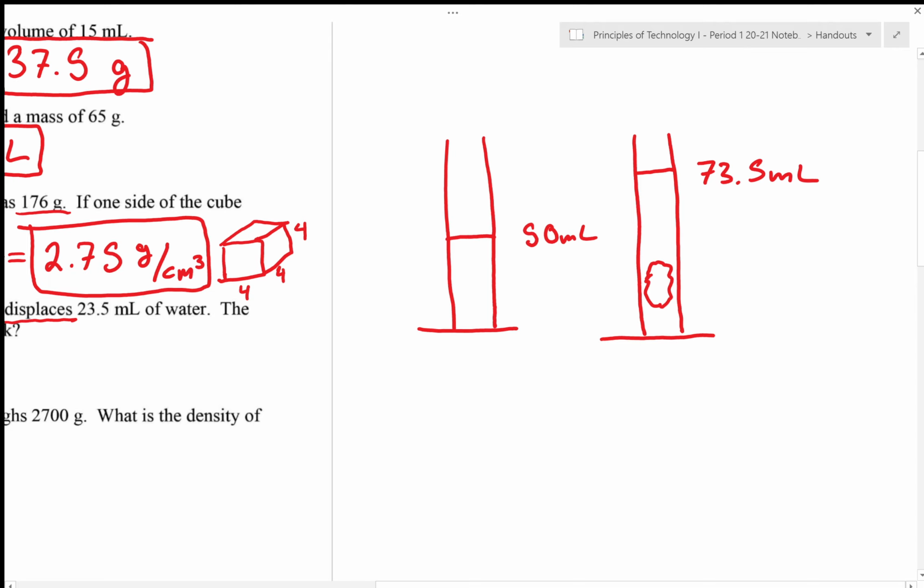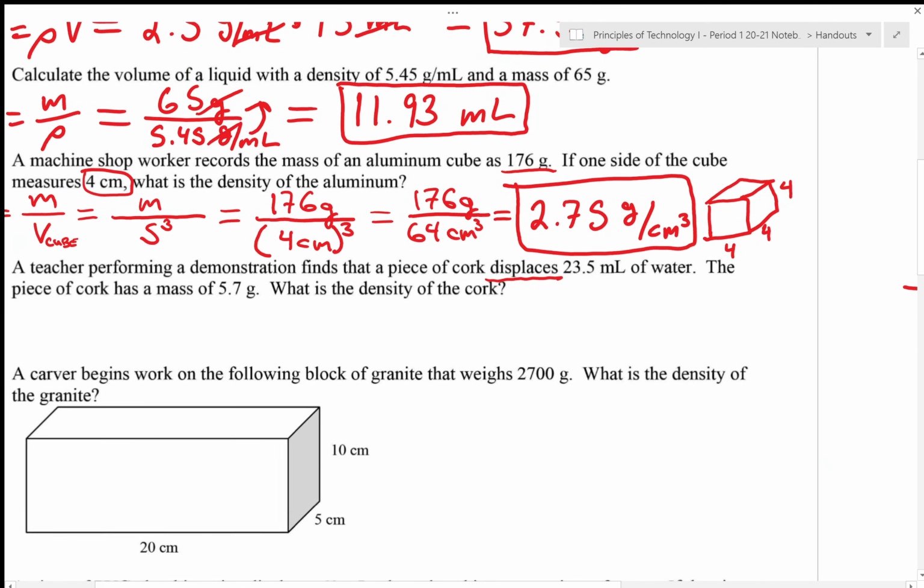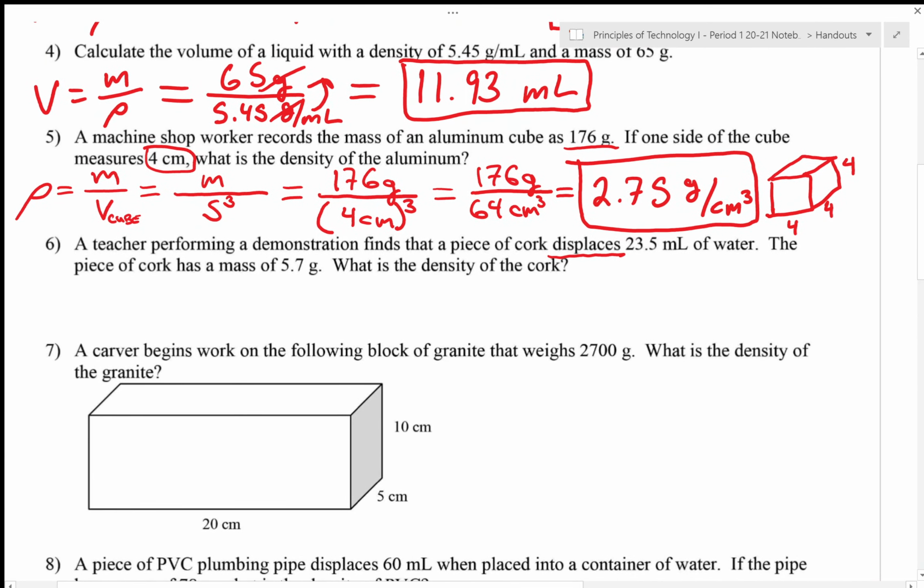You can find the volume of the object by taking the volume of the graduated cylinder with the object in it and subtracting the original volume of the fluid. Okay, that is what displaces 23.5 milliliters of water means in this case. So that is the volume of the object that we're looking at.